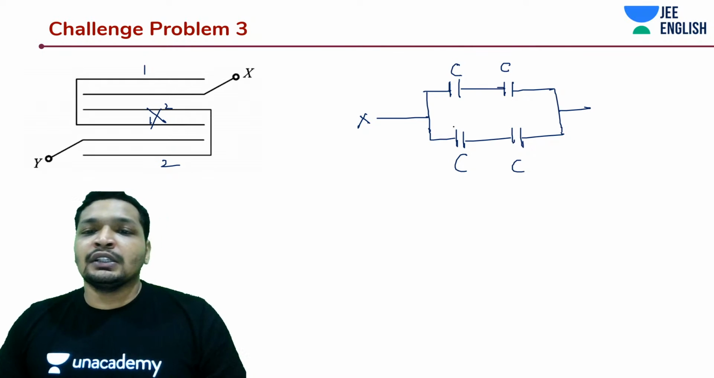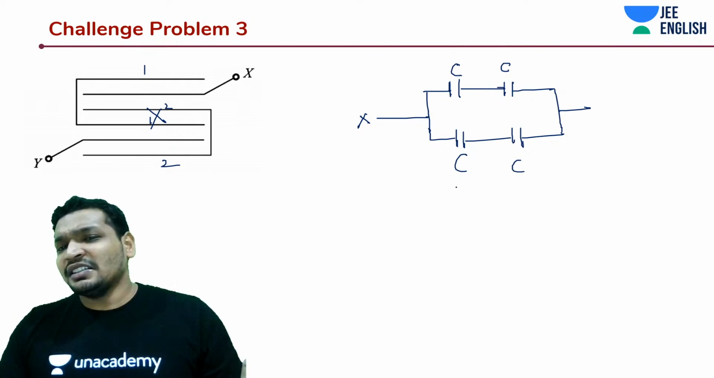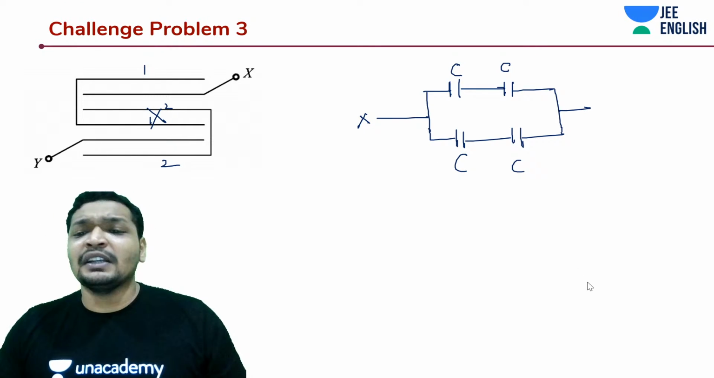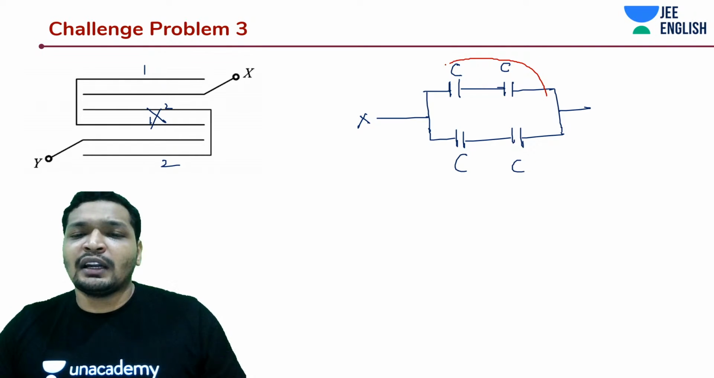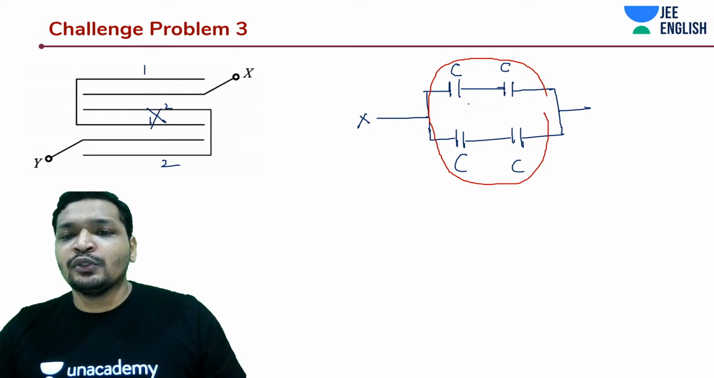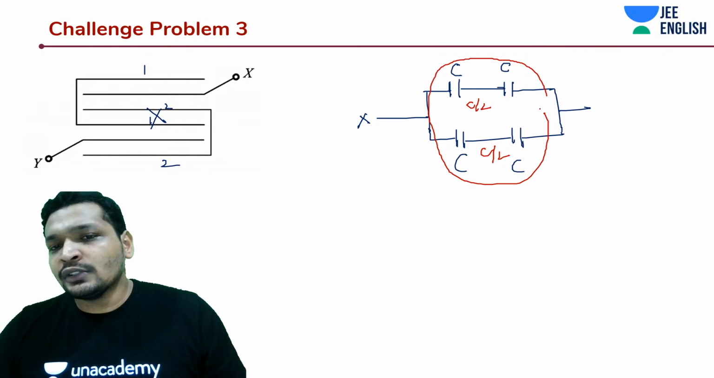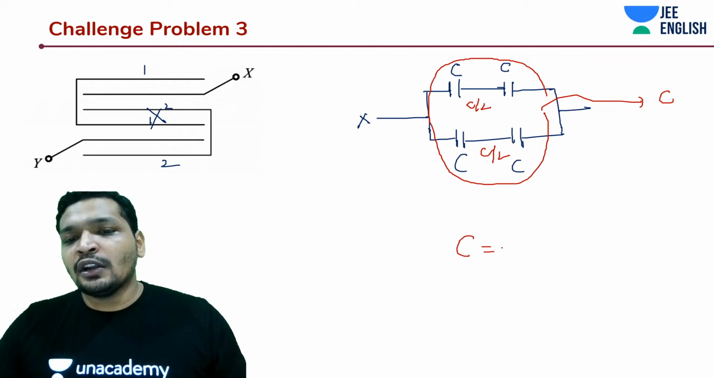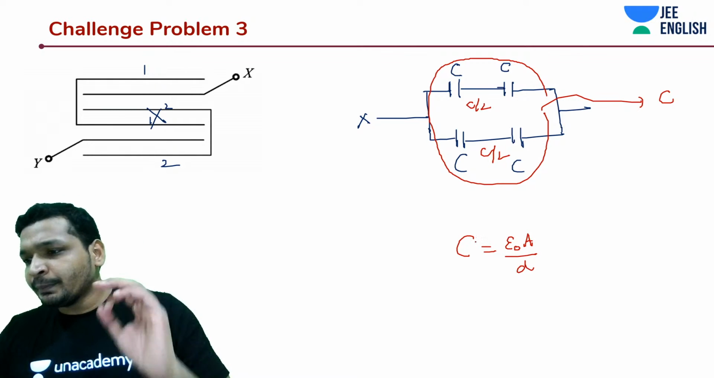So C and C, it's going to be basically C, right? Wherever you see a configuration like this, be it in resistors or capacitors, you can directly state that the equivalent capacitance is nothing but C. So it's C by 2 and C by 2, and then C by 2 in parallel is going to be C. That's it. So what is the value of C? Epsilon naught A by d. That's it. Quite simple, pretty straightforward.